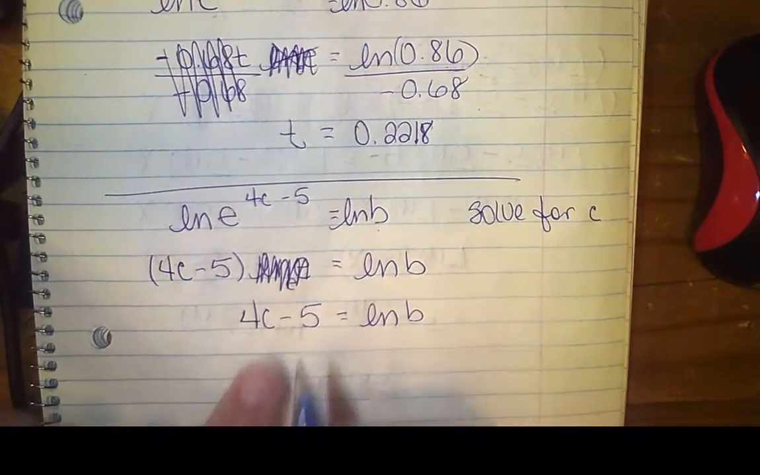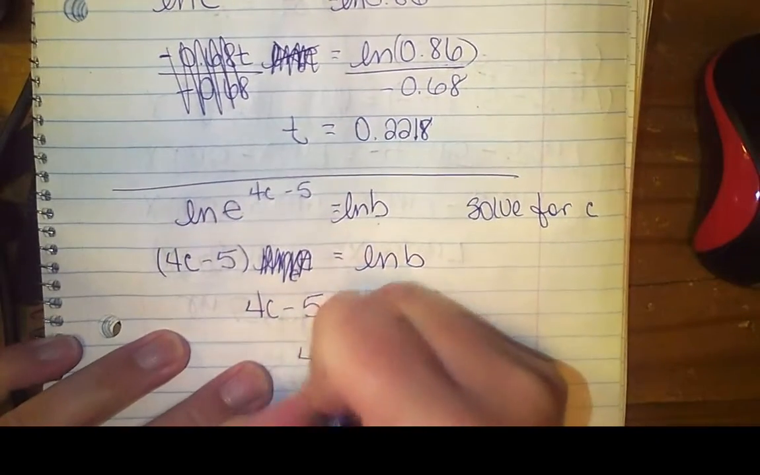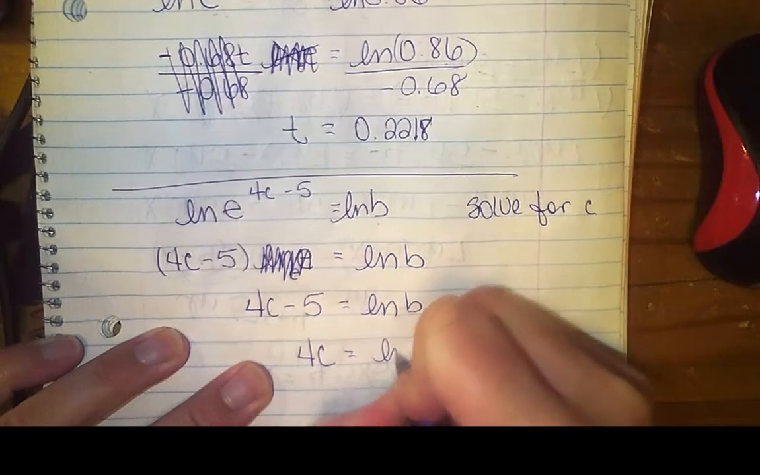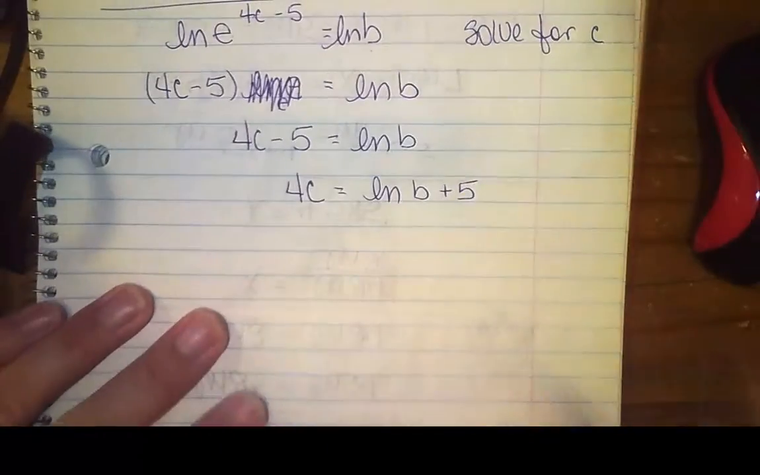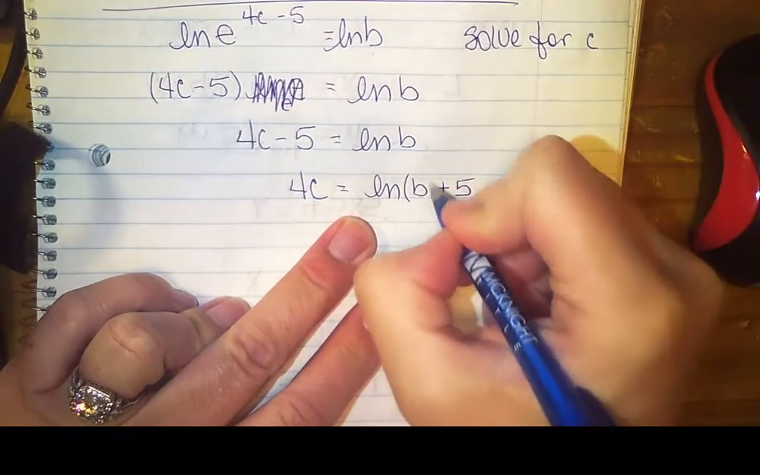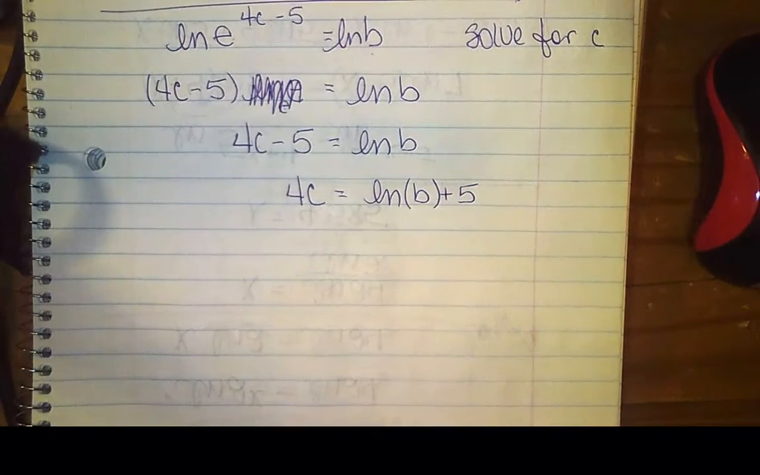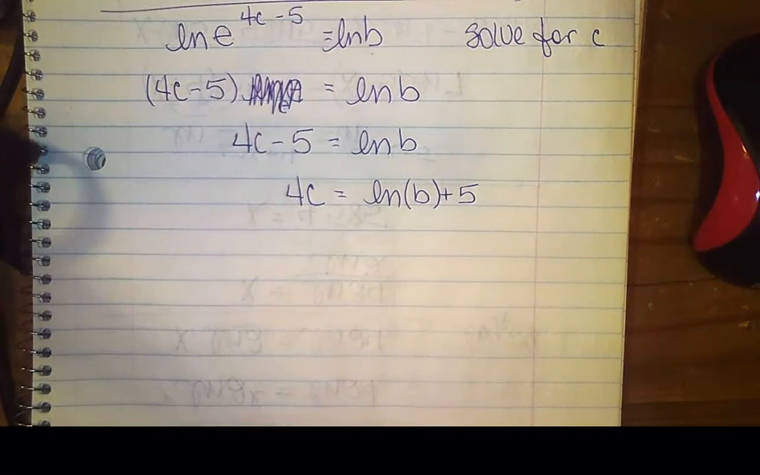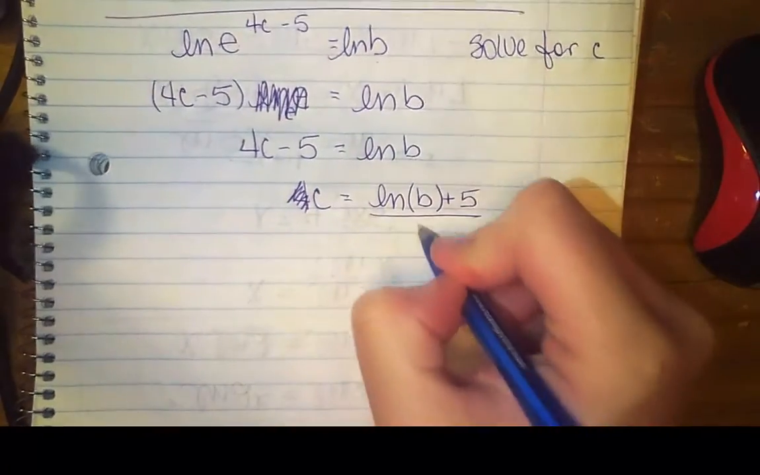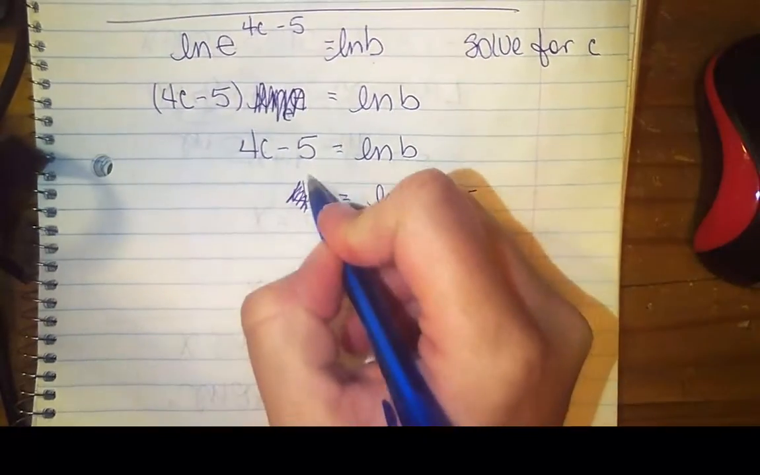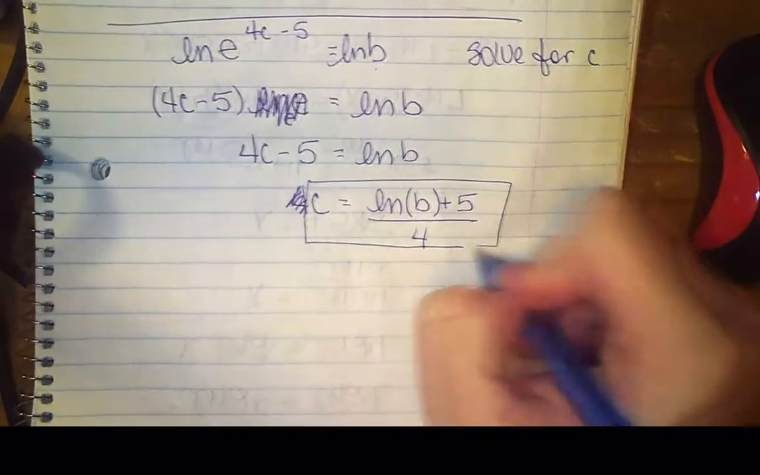I don't care what's over here. So I need to add 5. So I'll get the natural log of B plus 5, and this is where when I'm writing, I would be very, very clear. And now I'm going to use those parentheses around my argument so that you know to add it to the natural log of B, not just the B. And C is almost by itself, so I'm going to divide both sides by 4, and now I know what C is.